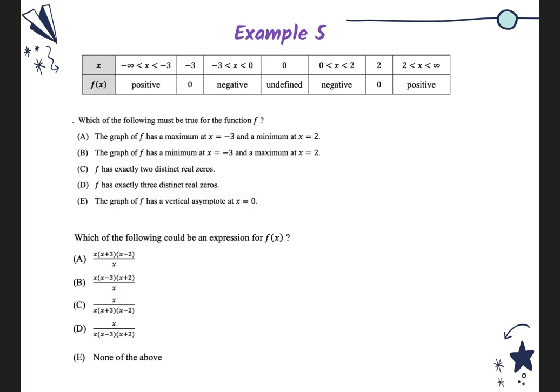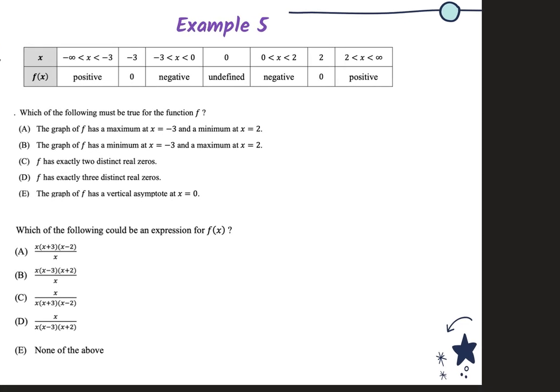All right, so here we have a sign chart, right? So it's giving me ranges. It's telling me my function is either positive, which would be above the x-axis, 0, which means at the x-axis, negative, below, or undefined, which could be a hole or a vertical asymptote, okay? And it's asking you, for the first one, which of the following must be true for the function f?